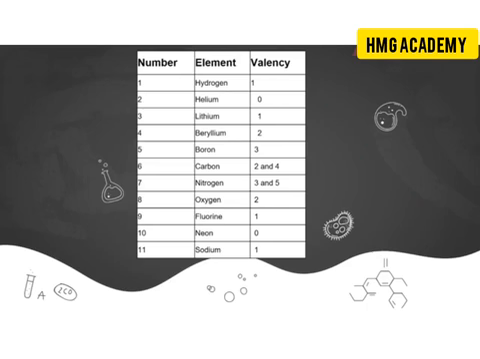Oxygen has a valency of 2. Fluorine has a valency of 1. Neon, that is in group 0, will have a valency of 0. And sodium in group 1 will have a valency of 1. Just like I told you, the number of valency will always tell you the group to which the atom would belong.